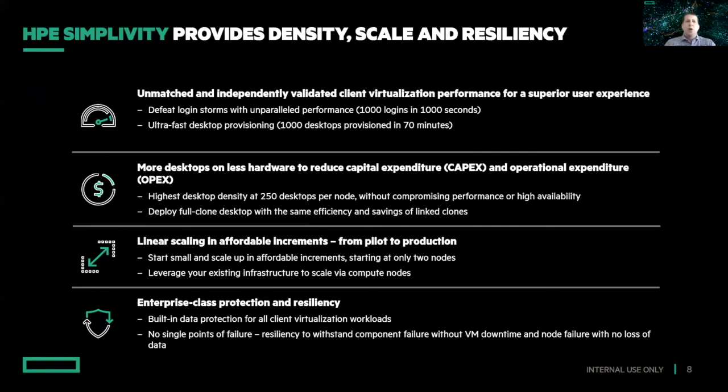So basically, we are eliminating login storms with this unparalleled performance. Ultra fast desktop provisioning. We can actually do more desktops with less hardware to reduce CapEx and OpEx expenses. Linear scaling in affordable increments. So you could start from a pilot and scale into a production scenario. And lastly, enterprise class protection and resiliency. Like I said before, it has built-in data protection for all client virtualization workloads, no single points of failure, and so on and so forth.